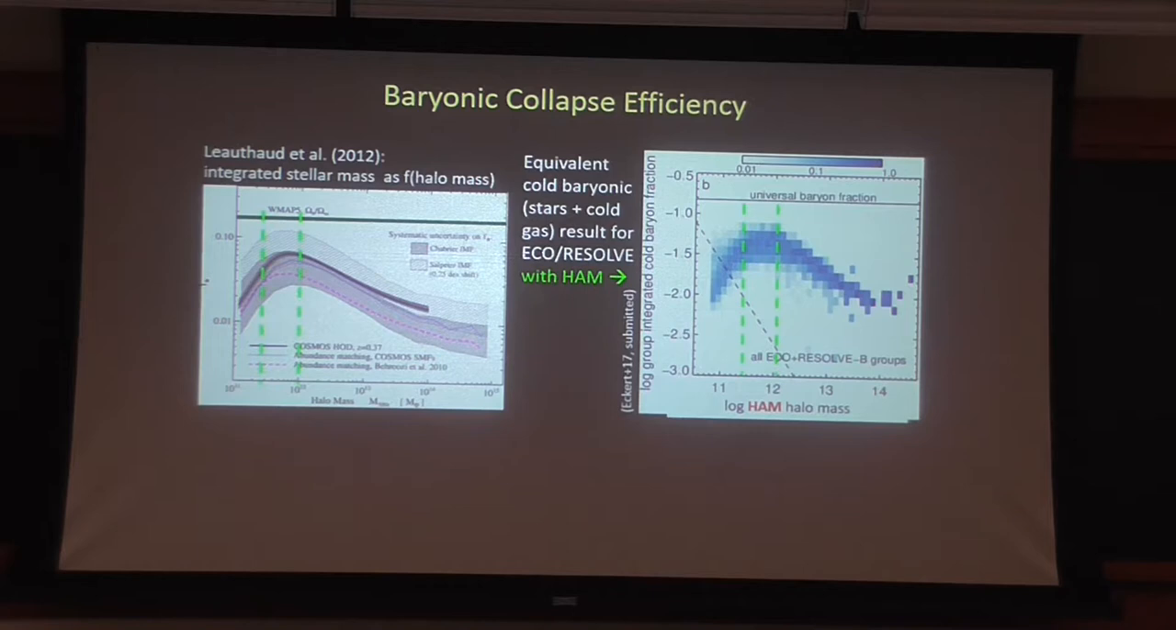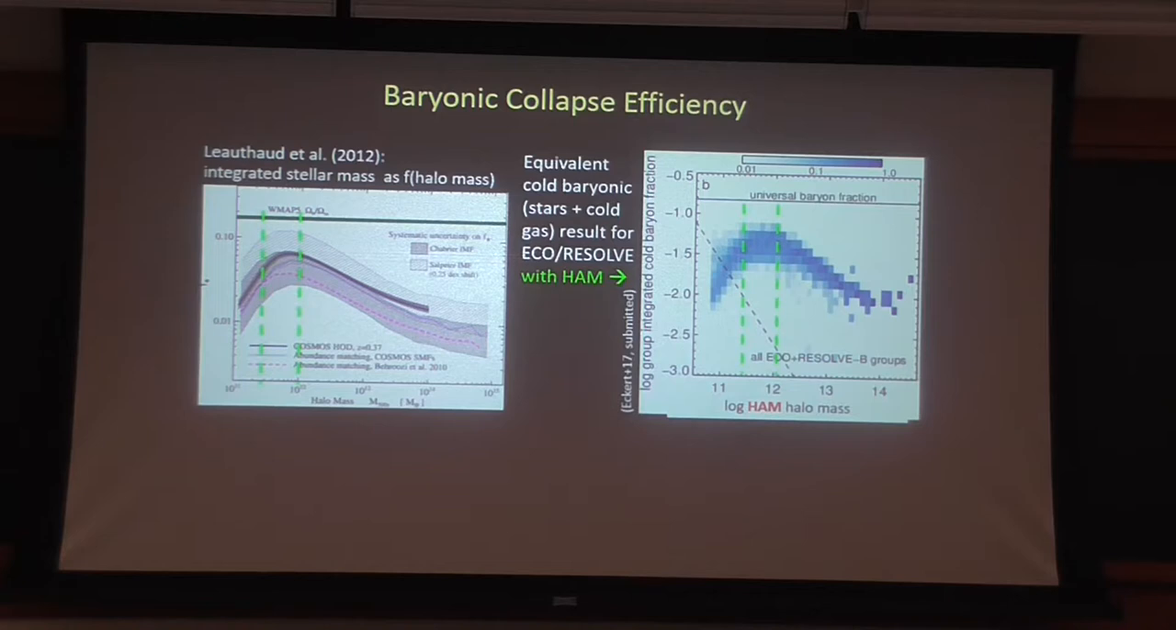And to first order, we can just make the equivalent cold baryonic plot now with RESOLVE. So stars plus cold gas. And in between the two scales, you see it is actually already different because of the inclusion of gas. This is now the group integrated cold baryon fraction, that is the collapsed baryons, right? That's the baryons that are in galaxies as opposed to hanging out in the halo. And so you can see that it's pretty much flat between the threshold and bimodality scales, whereas for stellar mass it was rising. So that's basically the conversion of gas to stars that you're seeing.